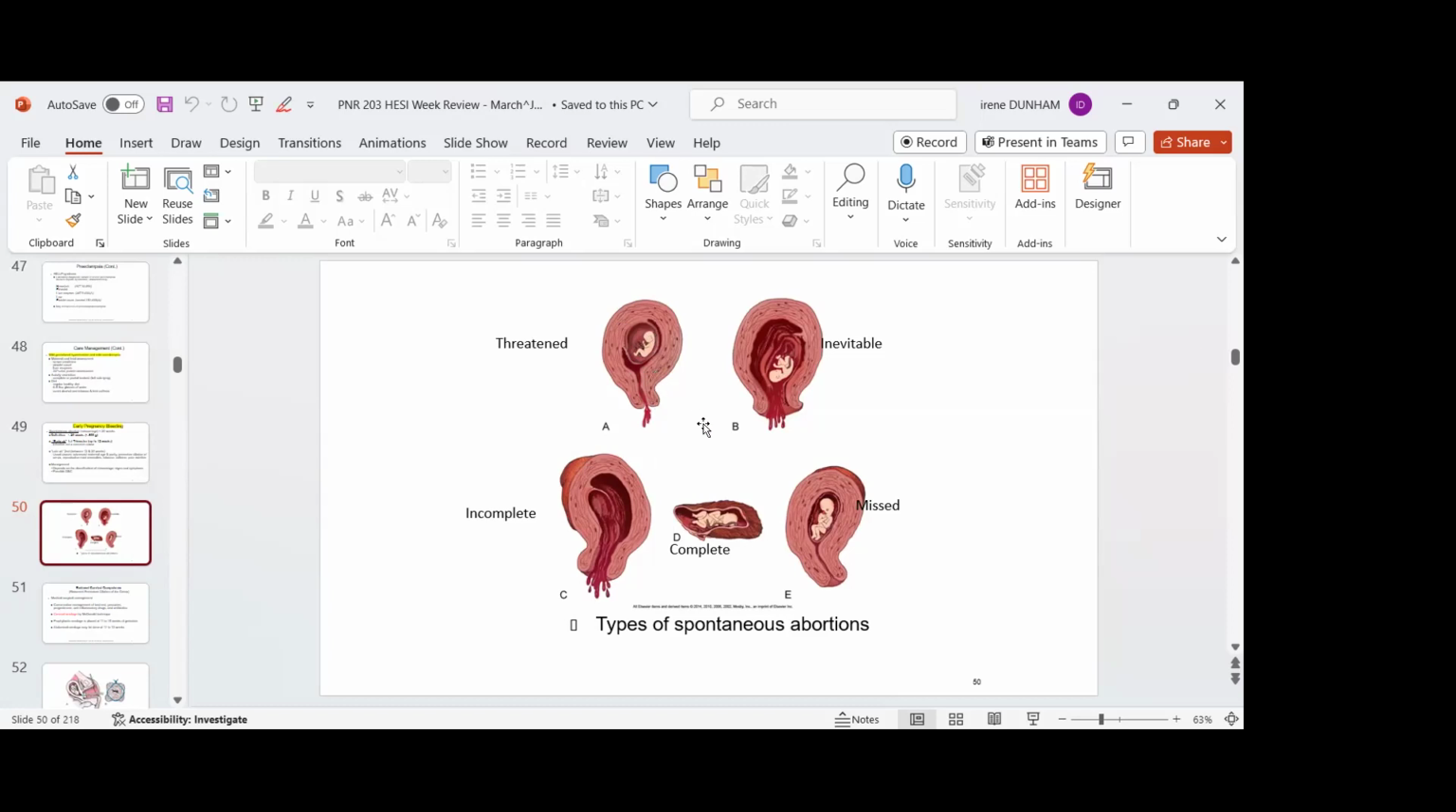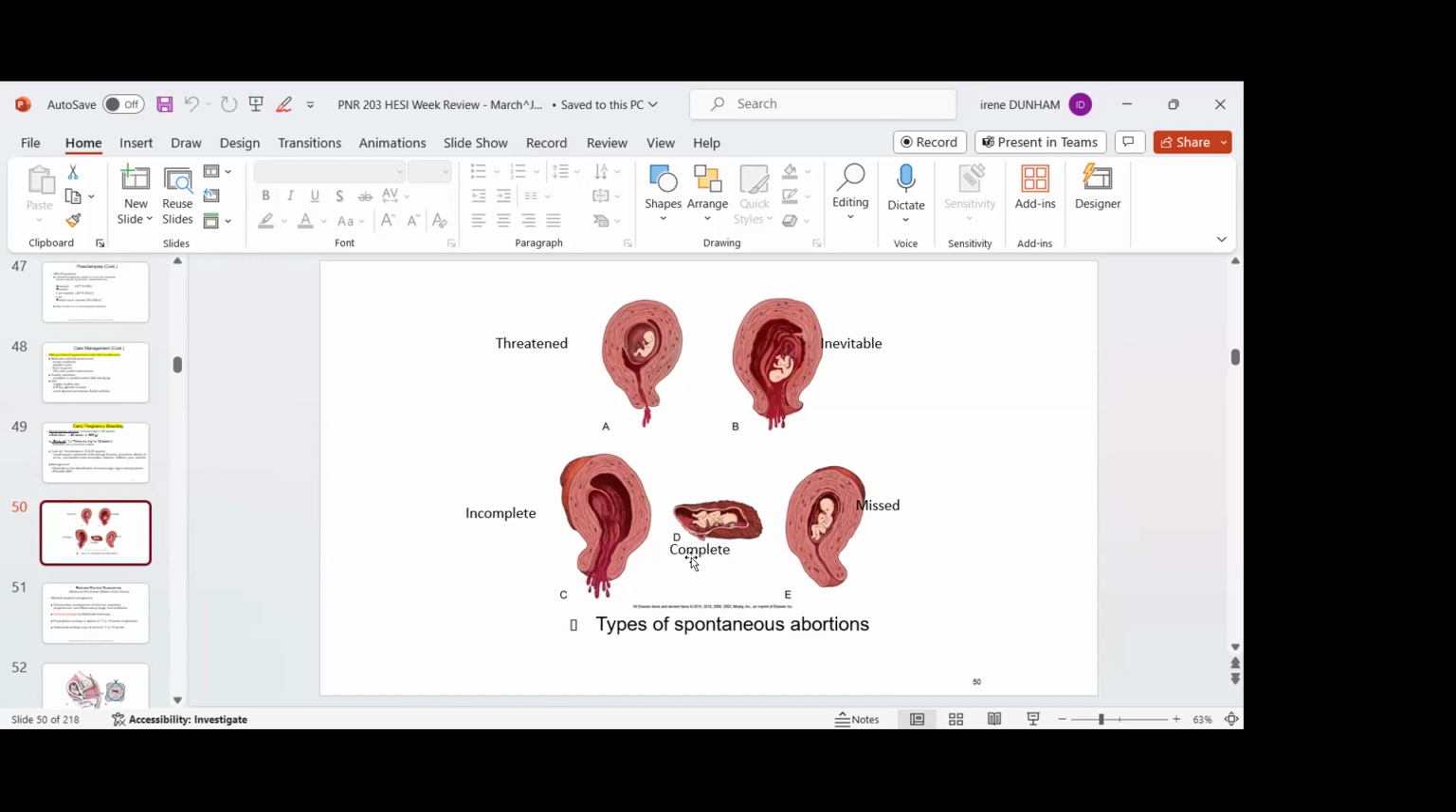Everything is intact. The fetus is intact. Now, inevitable, you can see where the bag of water is broken, she's having bleeding. You can't stop this. She's wide open. See the cervix here? It's wide open. You can see the difference. Okay, so you can't stop this. It's going to happen. Now, this one, incomplete, is where the fetus was expelled, but still a lot of fluid, a lot of blood still left up inside. So it's incomplete. All right.